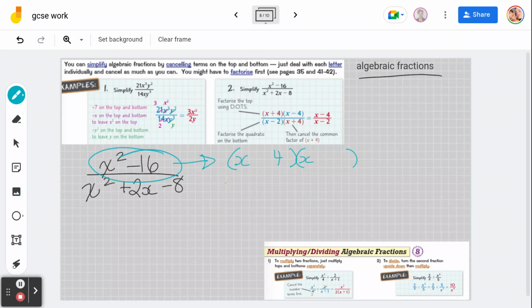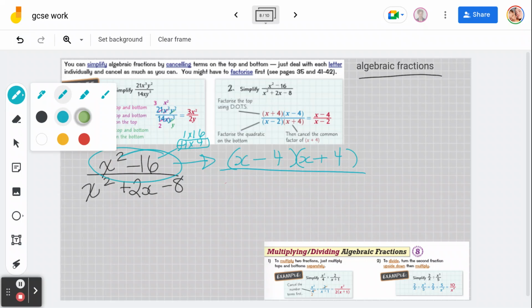We know the multiples of 16 are 1 and 16 and 4 and 4. It's a square. These are a difference of squares. So we put that there. We know 1 is going to be negative, 1 is going to be positive because we have a negative here. That's the answer. You're done. Now I'm going to do the bottom one. Let's have a look at this bottom one.